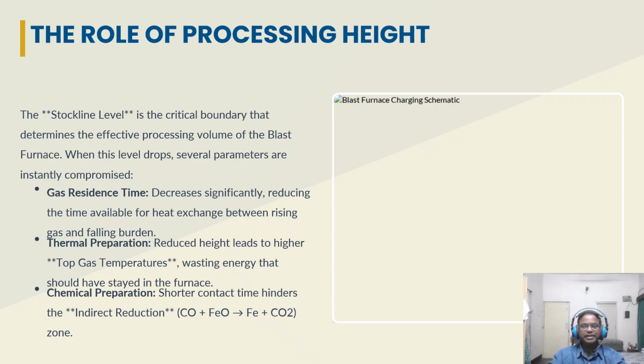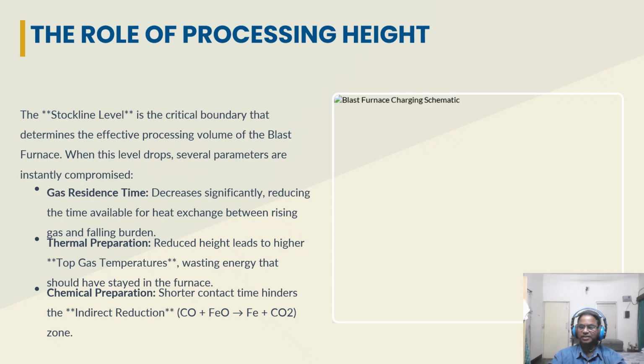As you can see, the diagram of a furnace cross section shows the gas residence time arrows shortening as the stock line drops. These highlight the top gas temperature and indirect reduction zones also. So take a look at the diagram on the left. Here is the normal stock line level. Now imagine it drops down to here. Suddenly three critical things are compromised.